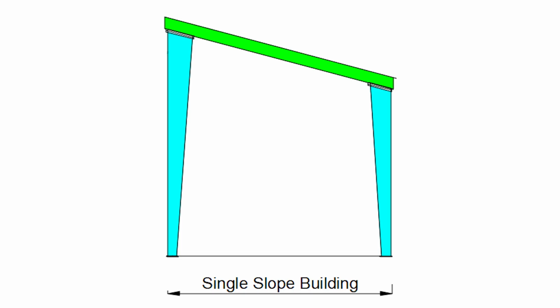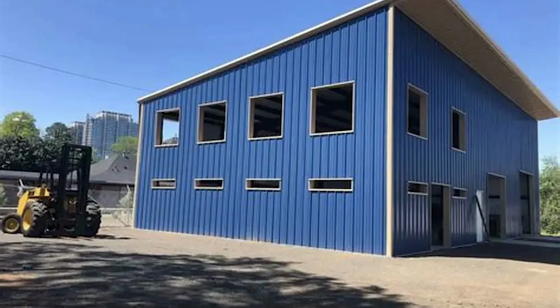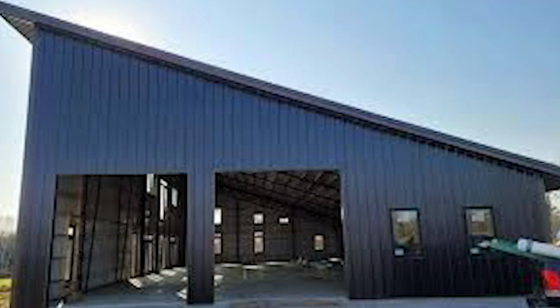Next is single slope building. This type of building is very useful for small businesses. It is very simple and easy in construction. This type of building is used for small warehouses, small workshops, and many other household work purposes.